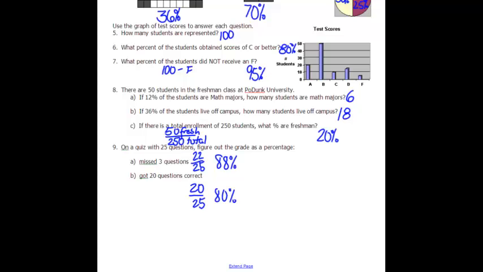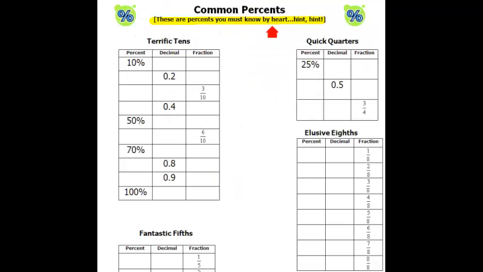Let's take a look at the common percents now. I want to talk about common percents first because these are the ones that you should know and you must know by heart. And this is the quiz that you're going to have on Tuesday. On Tuesday, I'm going to give you either a decimal, a fraction, or a percent, and you're going to have to convert it to whatever I tell you to convert it to.